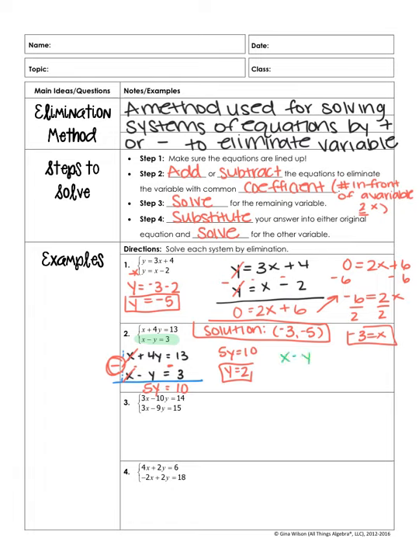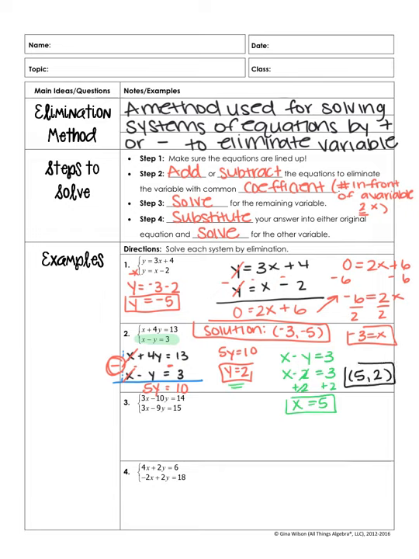x minus y equals 3, and now I know y is 2, so I'm going to do x minus 2 equals 3. To solve for x, I'd have to add 2 to both sides, and I would get x equals 5. So I found that x equals 5 and y equals 2. So the solution is 5, 2.